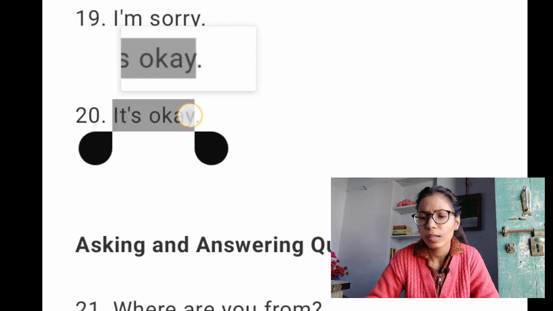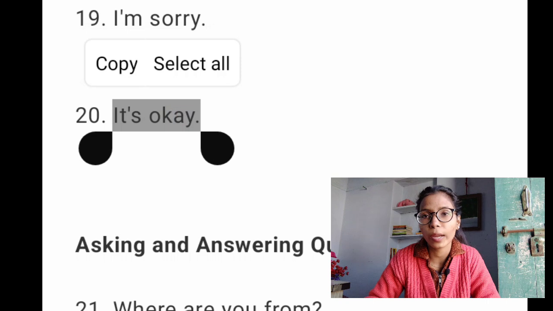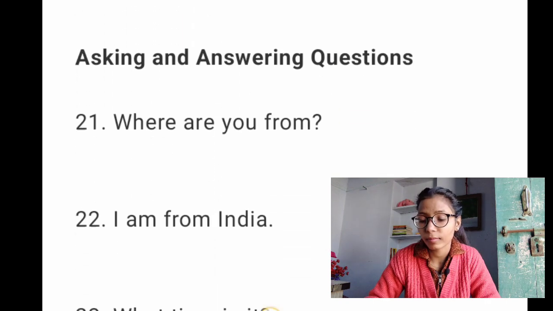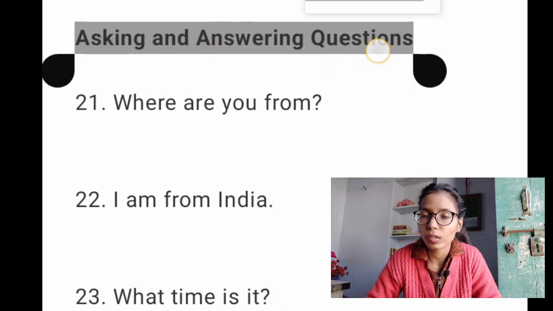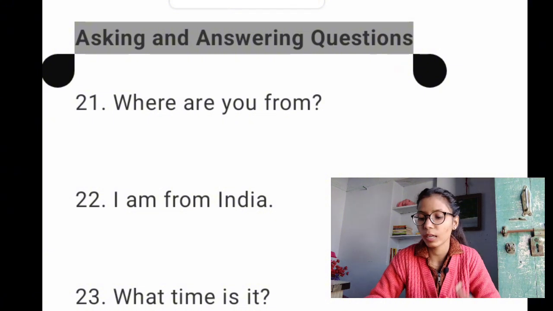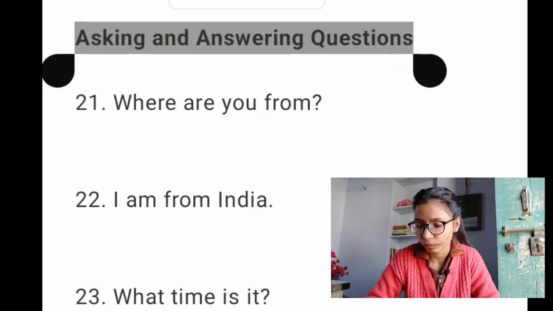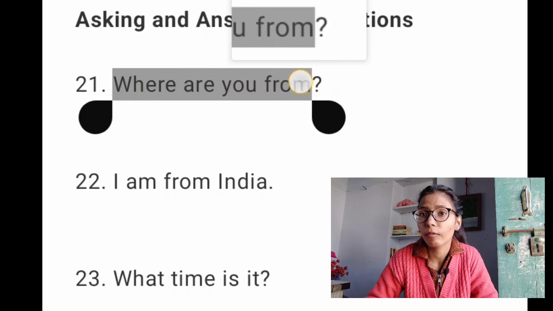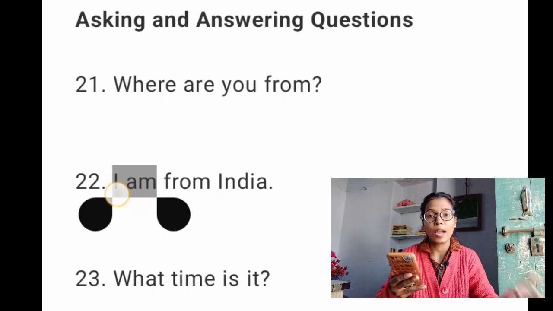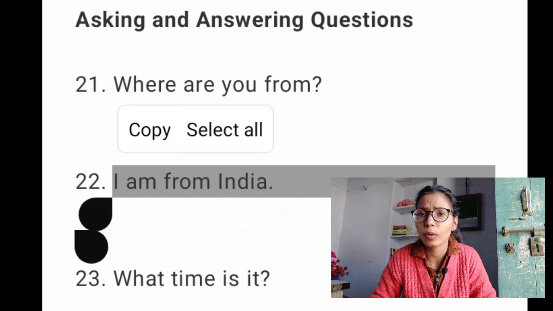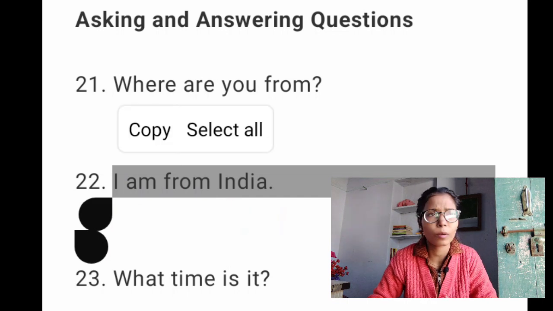So see, these are very basic sentences. You must know these sentences. Please, I hope you are repeating these sentences after me. Now, asking and answering questions, how you can ask a question and how you can answer. So, where are you from? If someone asks you where are you from, then you can answer I am from India, I am from Jaipur, I am from Rajasthan, I am from UP, I am from Madhya Pradesh. This is how you have to answer.